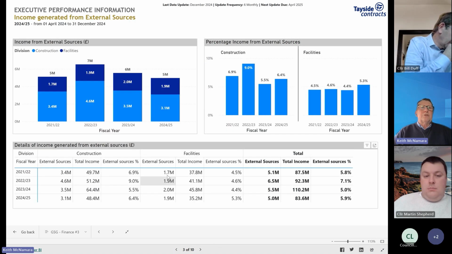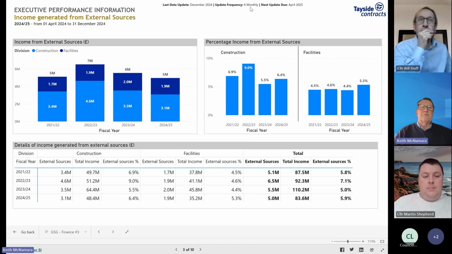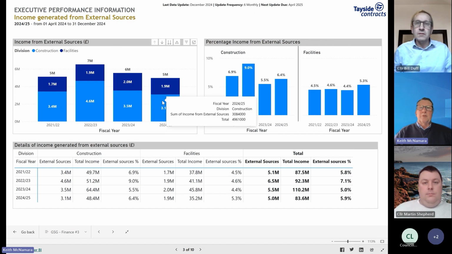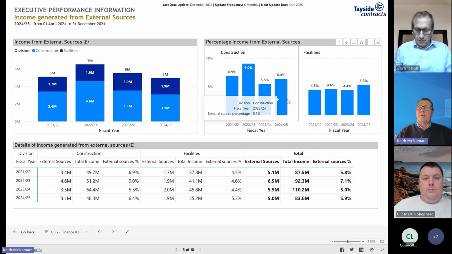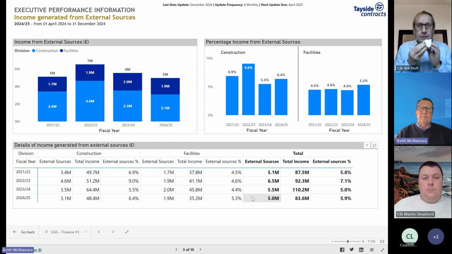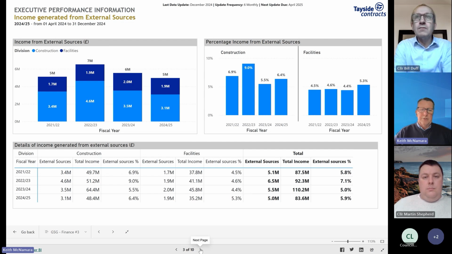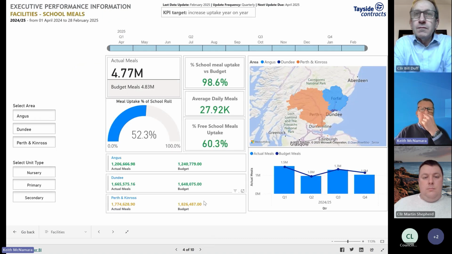And third screen just relates to the income generated from external sources. This is one which is updated 6 monthly, just to give you an example of the different frequencies that we have. So in terms of the income from sources, we've got the data year by year. We've also got the data broken down between construction and facilities with a bit more detailed percentages down below. So again, this is one that we just keep monitoring, and that would be available all the time for joint committee members to view. The next one relates to school meal uptake.